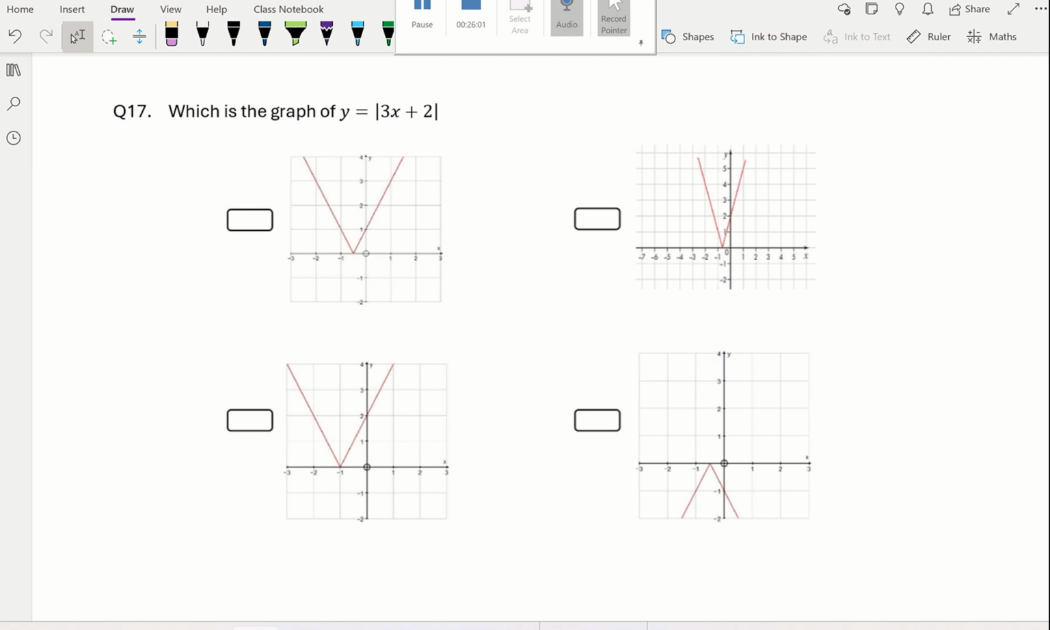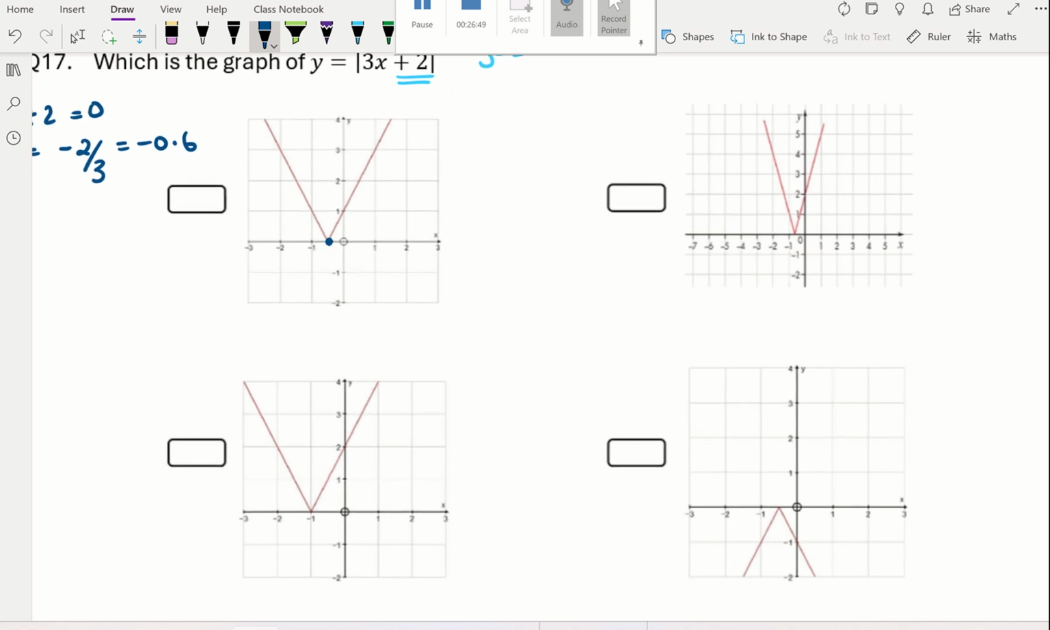Which is the graph of the modulus of 3x plus 2? So we need to have a look at a few things. Firstly, where does the graph cut the y-axis? It cuts at y equals 2. And then you need to find the x-intercept. So 3x plus 2 equals 0, so x equals negative 2 over 3. If you put negative 2 over 3 into your calculator, that is negative 0.6.